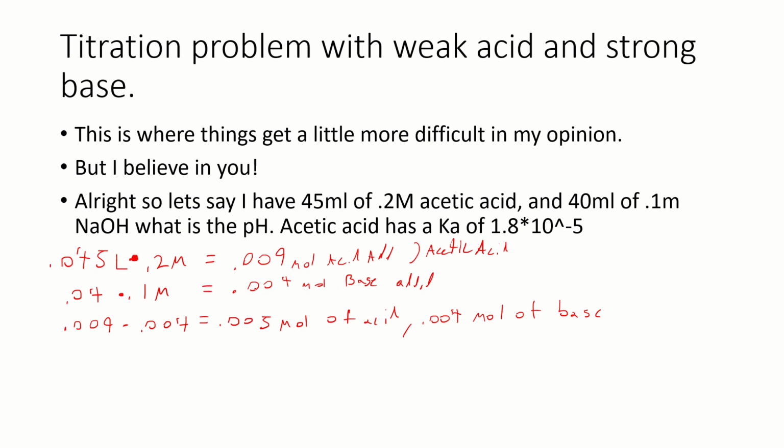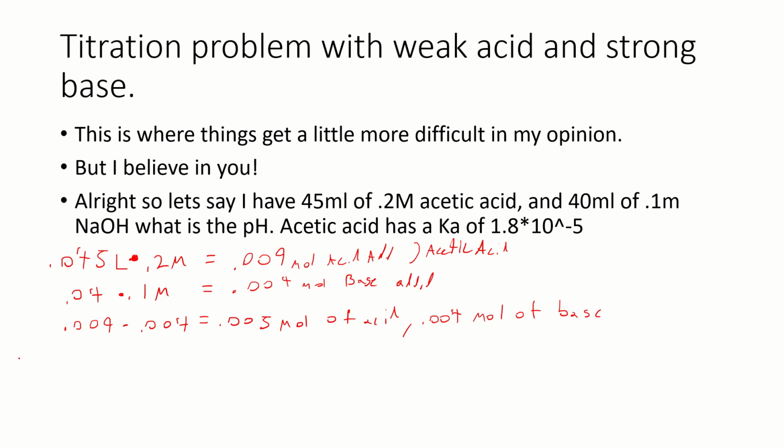Now, what's going to happen is this base is going to react with the acid, and it's going to make 0.005 mole of acid and 0.004 mole of conjugate base. So let's go back and think about our basics. We're going to have 0.004 mole of conjugate base because the base reacts and converts, and then this acid is what remained. So we can plug this into our equilibrium expression and create a RICE table for this.